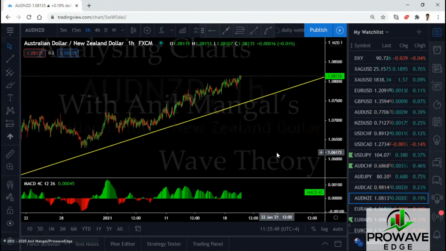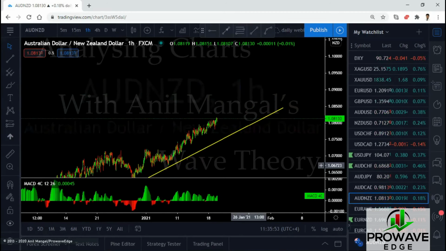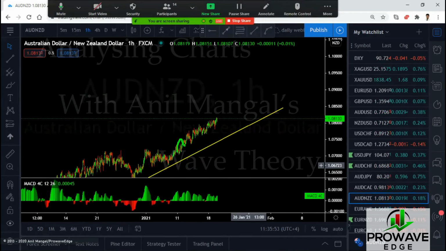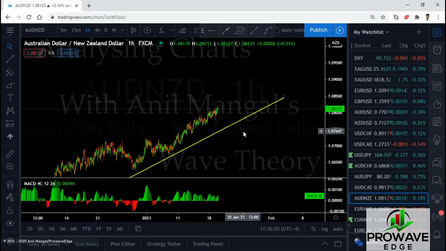Aussie New Zealand, well, patience. In our trading room, we discussed this, and I told the guys you might not get the trade, but if you take the trade, you have to have patience because this is how it's going to go up. And by patience, I explained the strategy of what you can do. Take the trade and just wait.